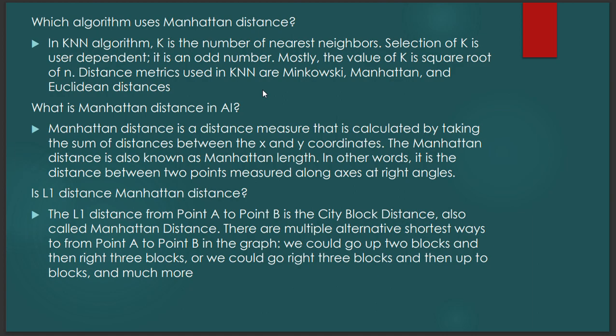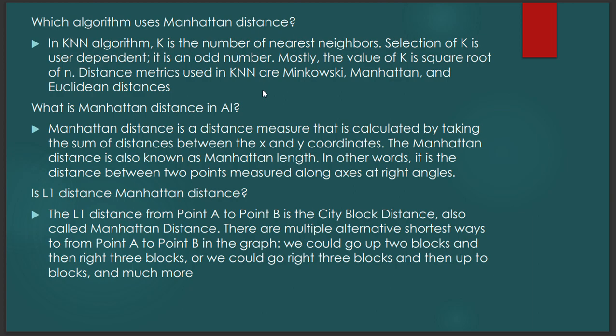What is Manhattan distance in AI? Manhattan distance is the distance measure that is calculated by taking the sum of the distance between x and y coordinates. The Manhattan distance is also known as Manhattan length. In other words, it is the distance between two points measured along axes at right angles.